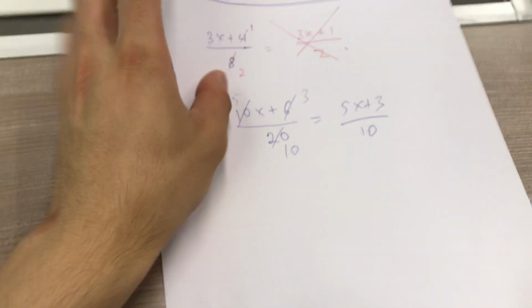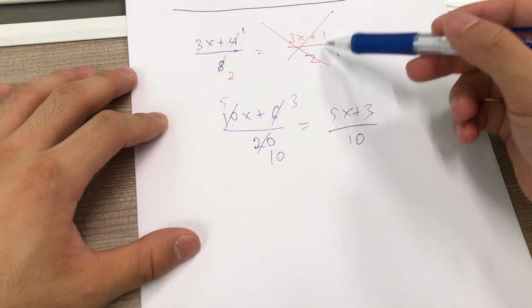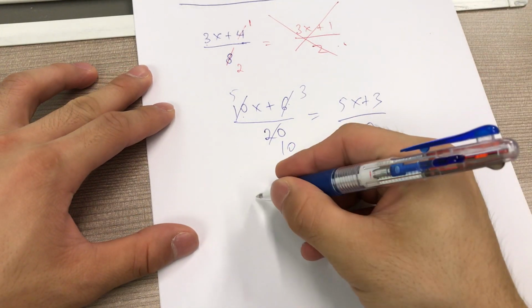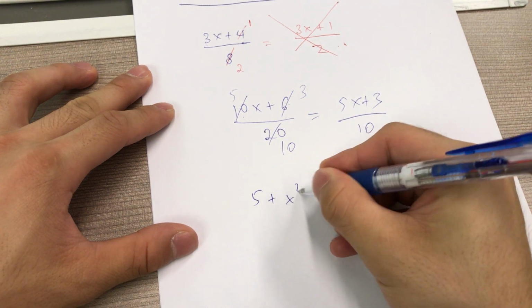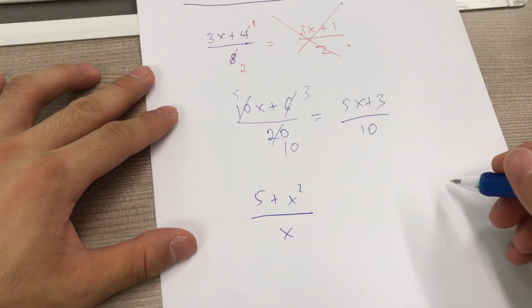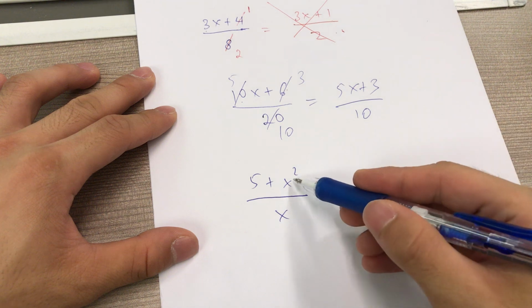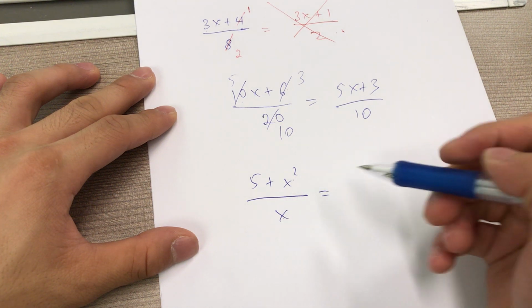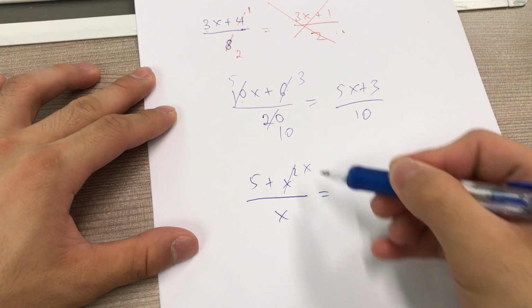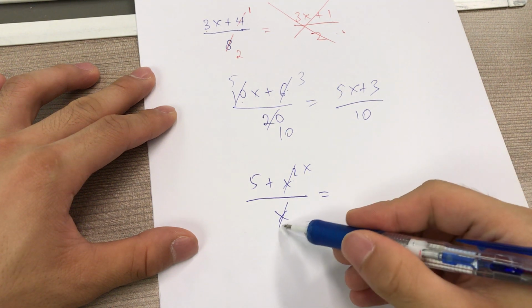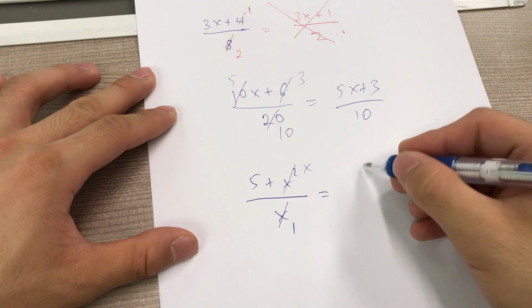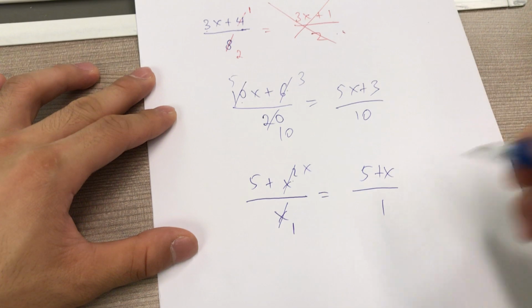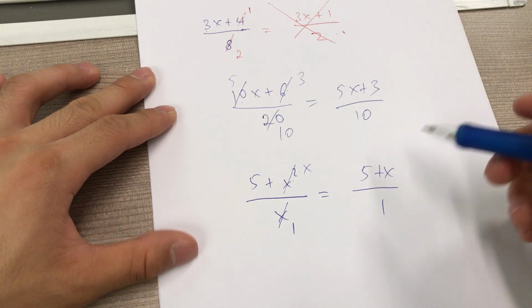Okay. An extension of this will be the following example. So let's say (5 + x^2)/x. Some students might do, okay, there's x squared, there's x, let's simplify by x. x squared just becomes x, the bottom x just becomes 1. So they'll write (5 + x)/1. No, we cannot do this.